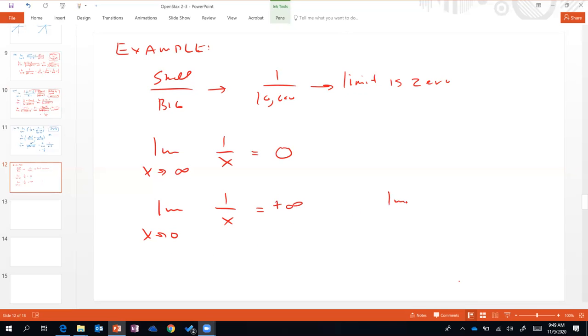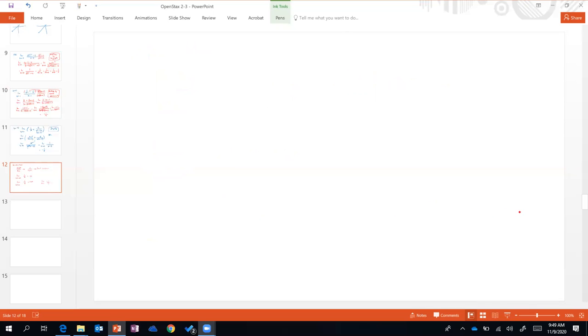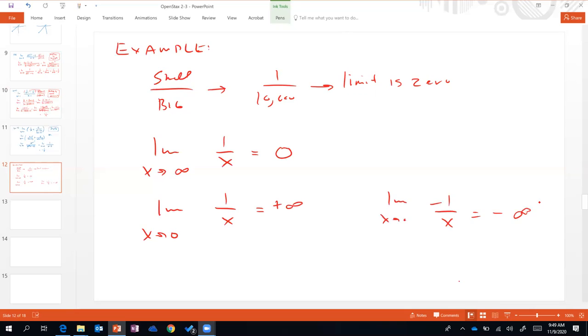Then we have the limit as x goes to 0 of negative 1 over x. That's going to go to negative infinity. Are we good there? Right, that little negative sign triggers a different way to go, right? It's going to go way, way down now. Okay, so then what happens here?